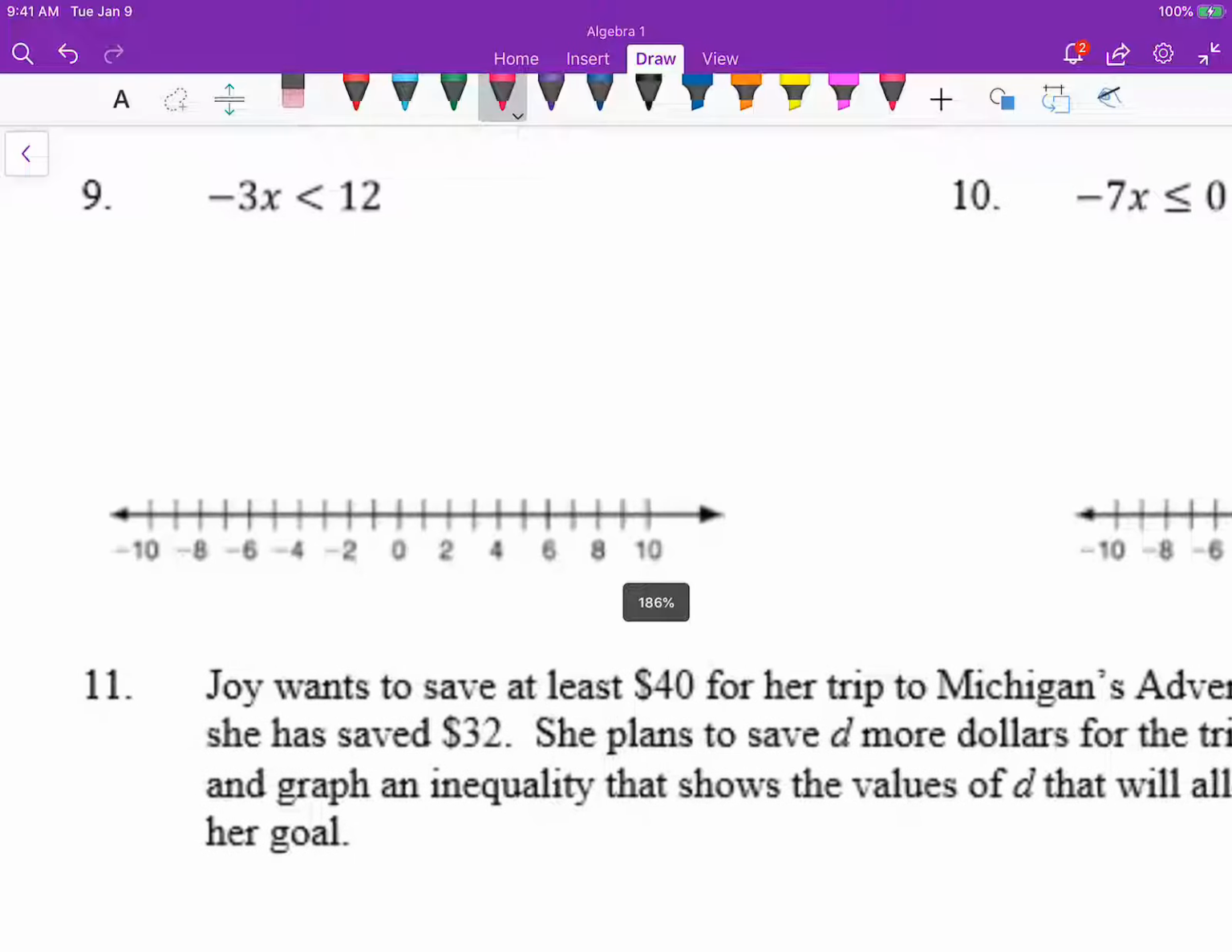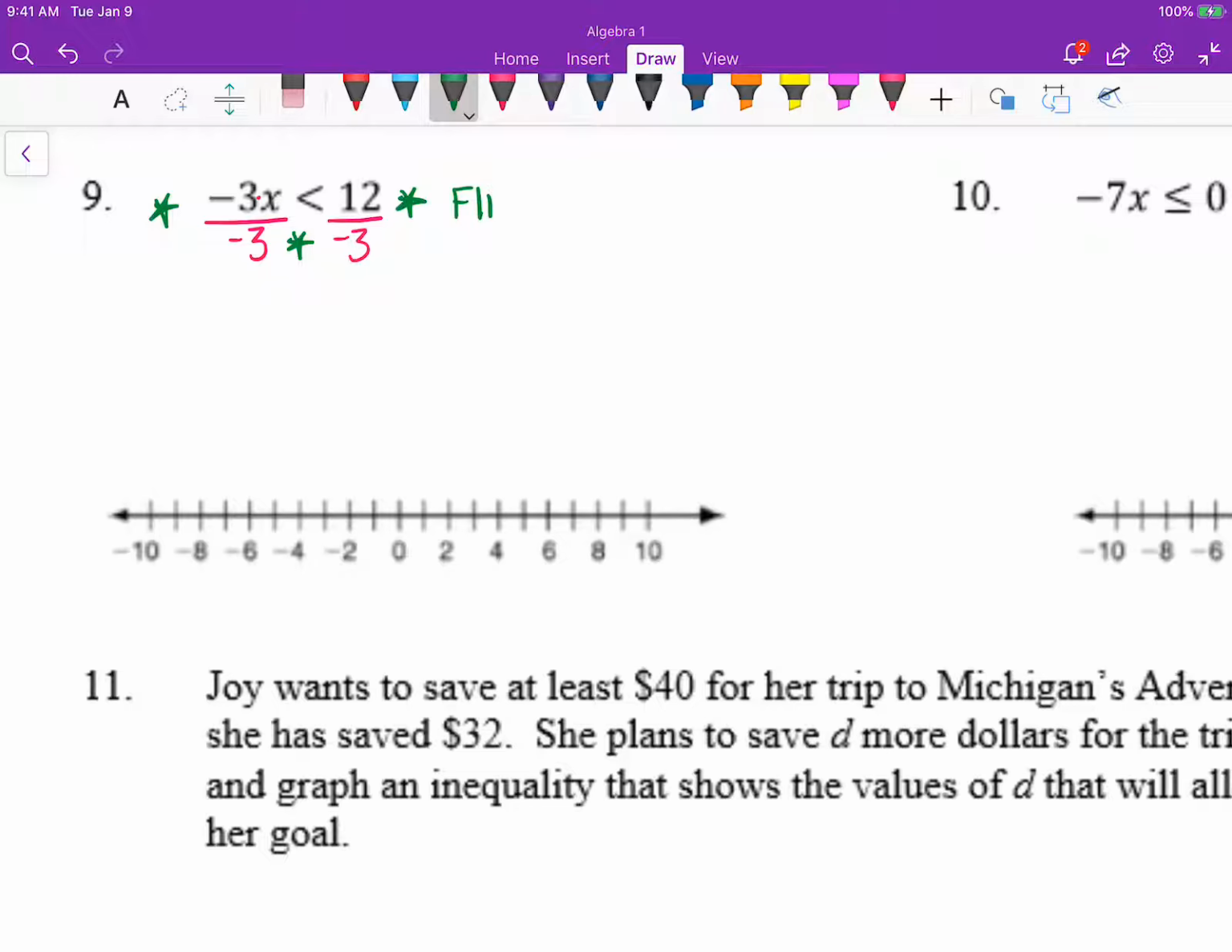Number 9, if you take a look at this one, getting x alone, the -3 is smushed next to the x. So to get rid of it, we're going to have to divide by -3. Just like in the last problem, if you are multiplying or dividing by a negative, you have to make sure that you remember to flip your sign. So help yourself out, make it obvious. And if you need to, you can even go right away and flip it before you even do the math part.